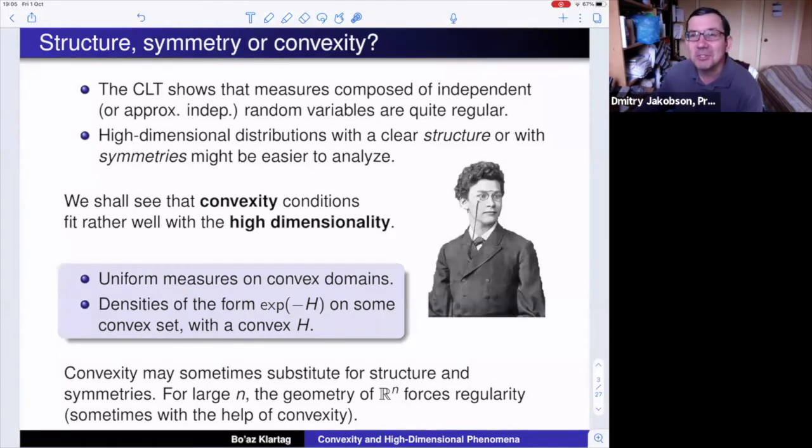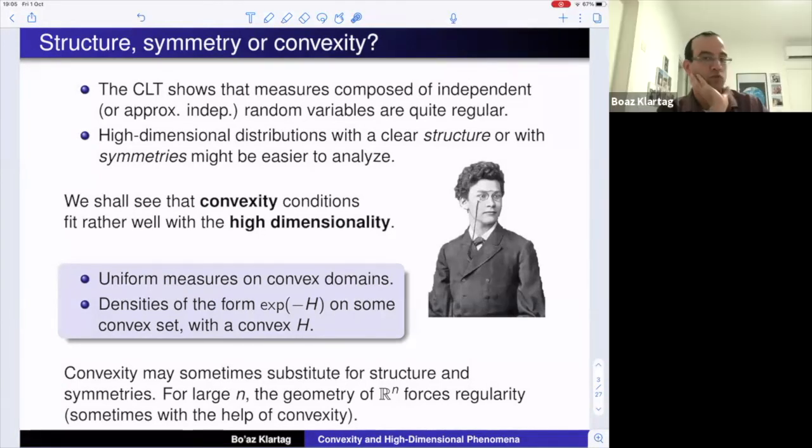I have no idea. Okay, so first of all, you could reconstruct by the Fourier inversion formula. If you know all marginals, you can reconstruct the measure by the Radon transform.